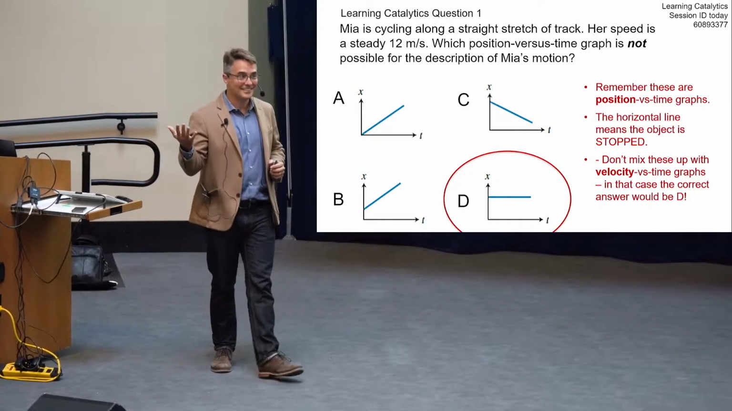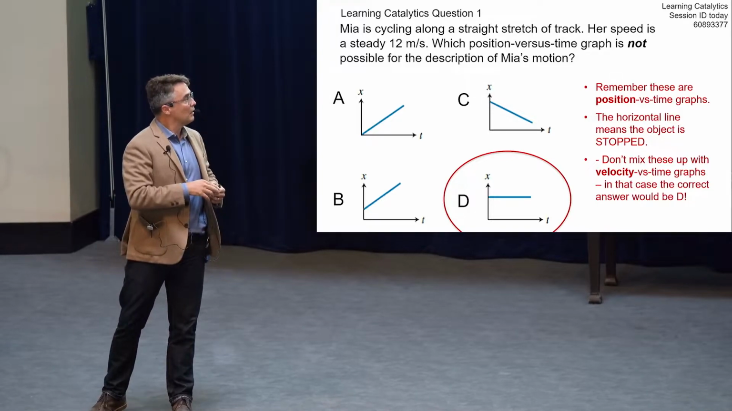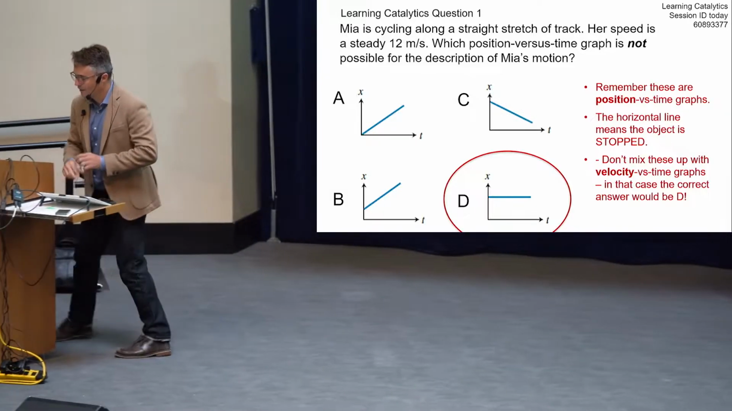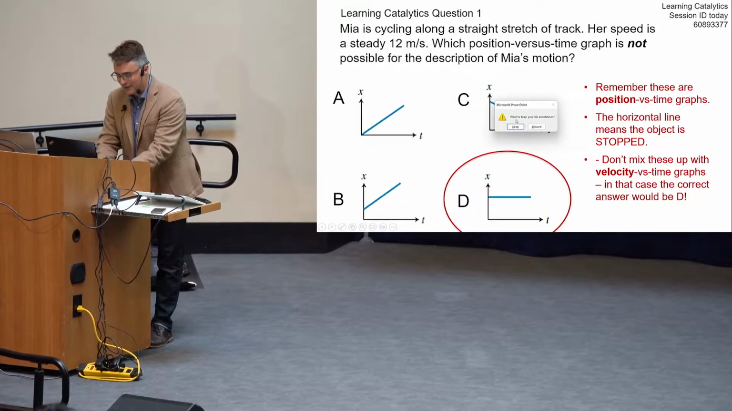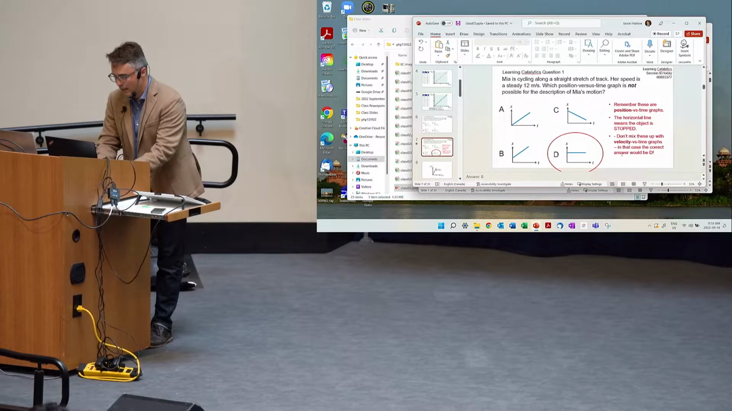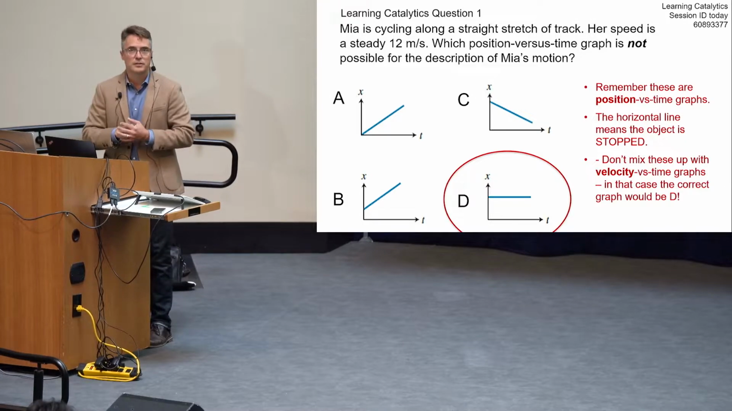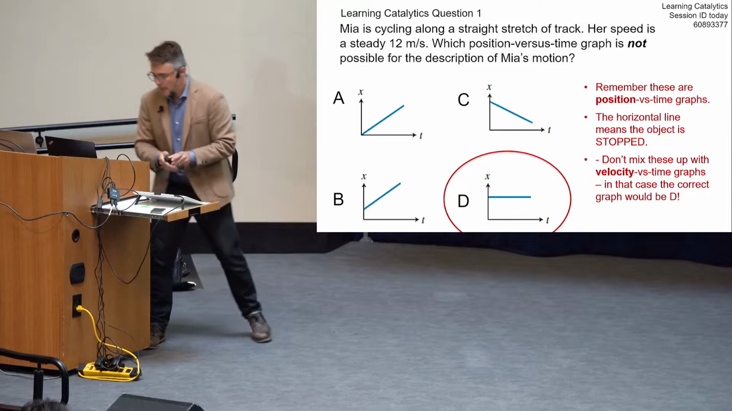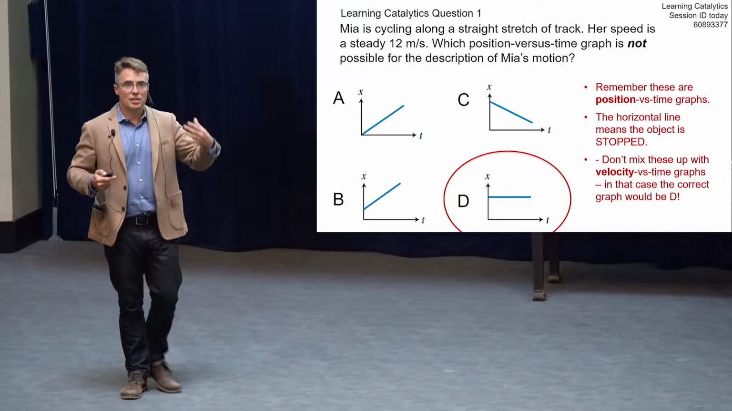And in that case, if these had been v versus t, then D would have been the one that is possible. Sorry, not the correct answer, but the correct graph. Let's get this right. Well, the only correct graph would be D in that case. Not correct answer. Correct answer was D. Make sense? Okay, done that.